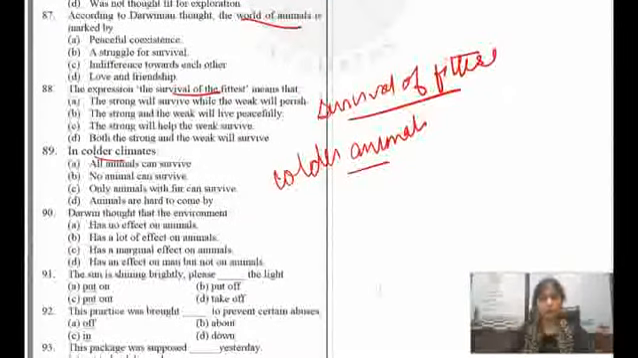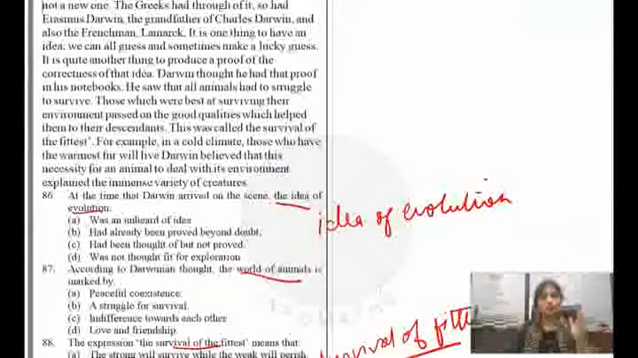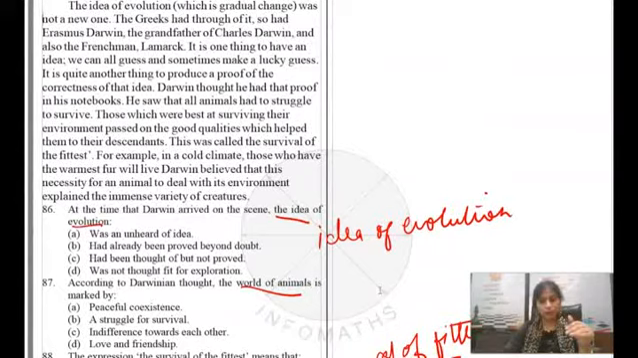And Darwin thought that the environment, so final जो Darwin का conclusion है कि that the environment had an effect on mammals. So what is the effect of environment? So by reading the comprehension, I came to know that the above passage more or less depicts the Darwinism idea of evolution. Then we have to go for the survival of the fittest.